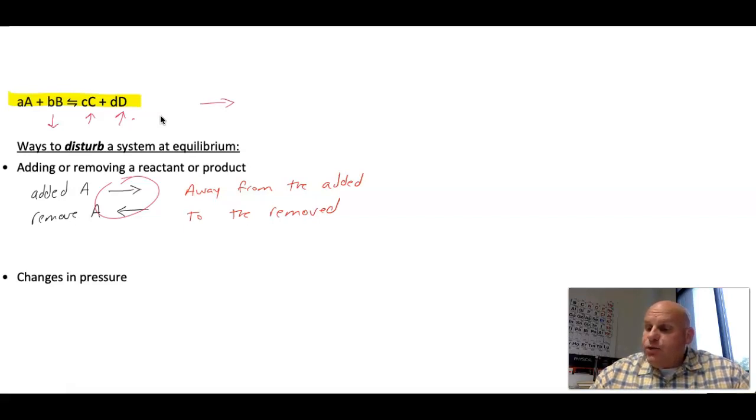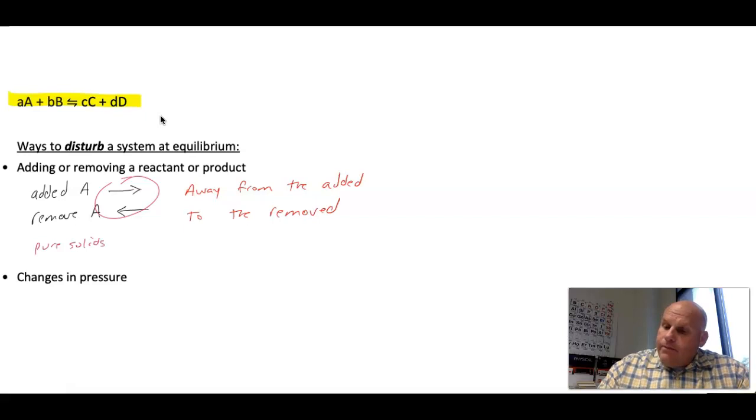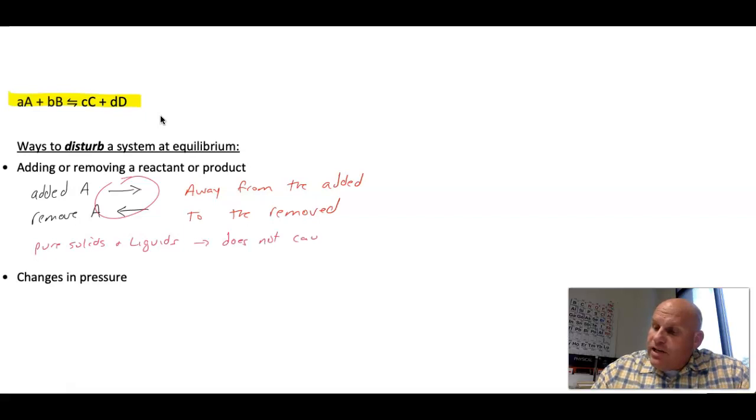Last thing here, as we know, pure solids and liquids are not in our equilibrium expression. So if I change a pure solid or liquid, or disturb it by adding more or removing some of it, that does not affect my equilibrium, my shift. So I'll just say it does not cause a shift.